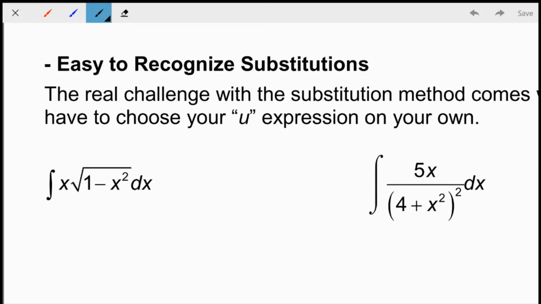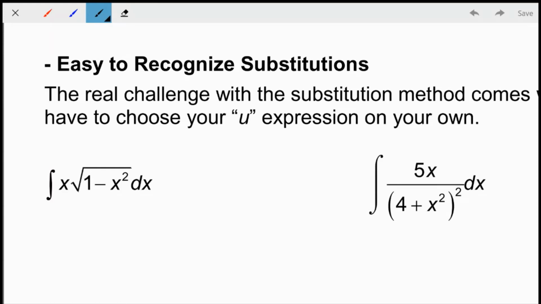So here, I've got the integral of x times the square root of 1 minus x squared dx. So in my mind, I'm thinking, okay, what can I make my u? And before I write that down, can I get the du that I would need to show up? Okay, so in my head, I would be thinking, all right, probably I want u to be 1 minus x squared. If that's the case, that means my du needs to be negative 2x dx.